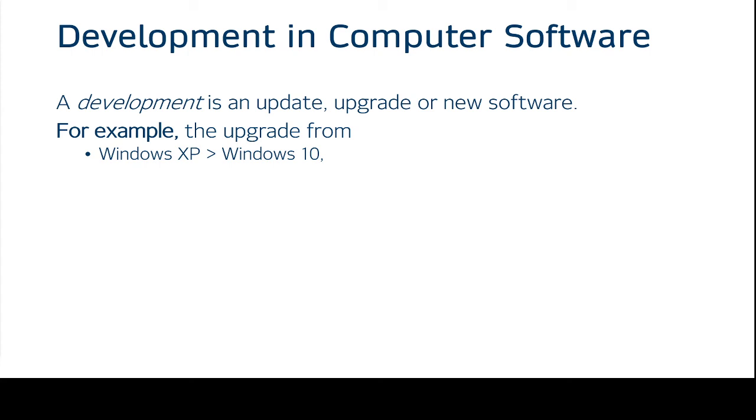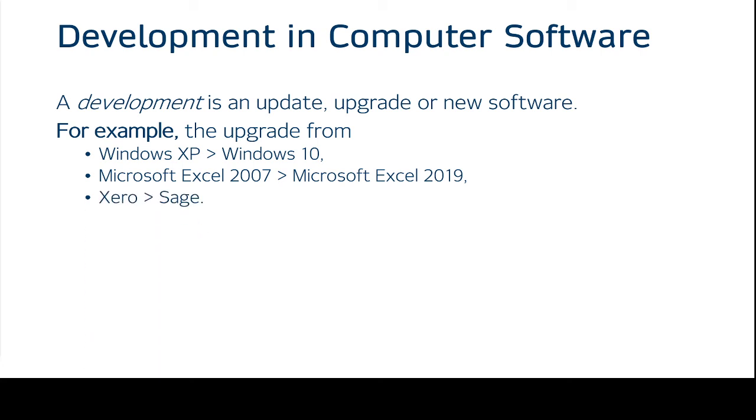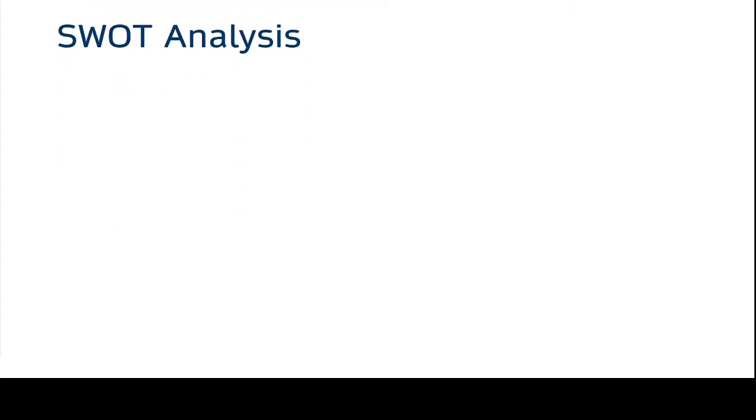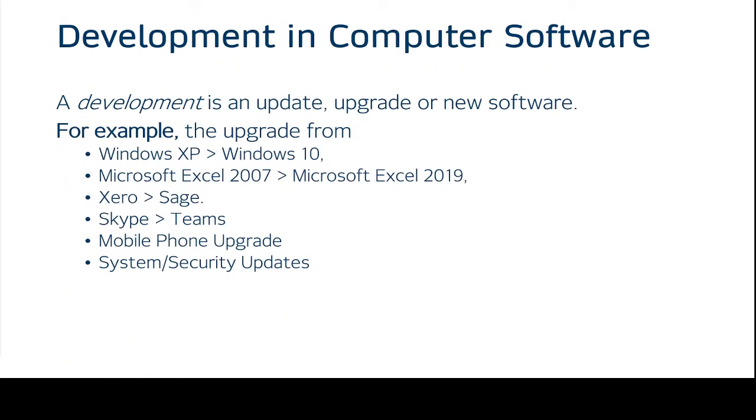Some of the changes could be about operating systems, so it could be going from Windows XP to Windows 10. Could be going from Microsoft Excel 2007 to Microsoft Excel 2019, or now Microsoft 365. Going from Xero to Sage. Going from Skype to Teams, because Teams now has all the functionality of Skype for Business in it. It could be a mobile phone upgrade where you're getting new hardware as well, or it could just be system security updates. You want to understand what that development is and what the impact of that change has had on your organisation using the tools and how it's been rolled out.